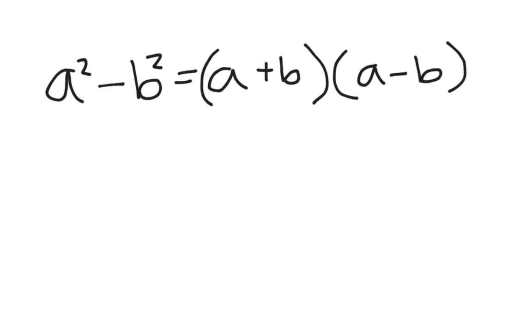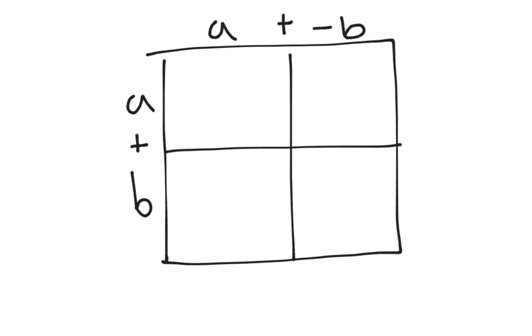Next, we need to know the formula for difference of squares. If I have a squared minus b squared, that's equal to a plus b times a minus b. And we can prove that that's true by doing the multiplication a plus b times a minus b. And we learned how to do that in the last unit. We could use FOIL or we could use an area model.